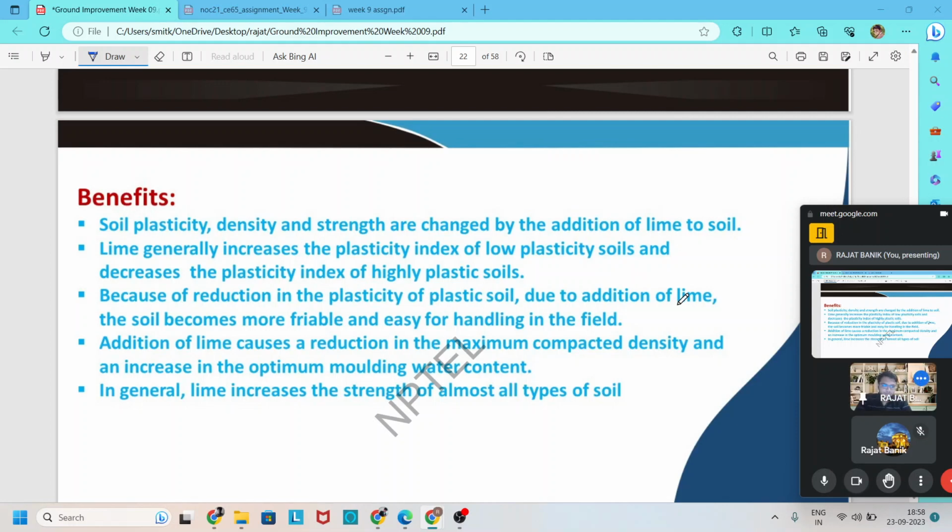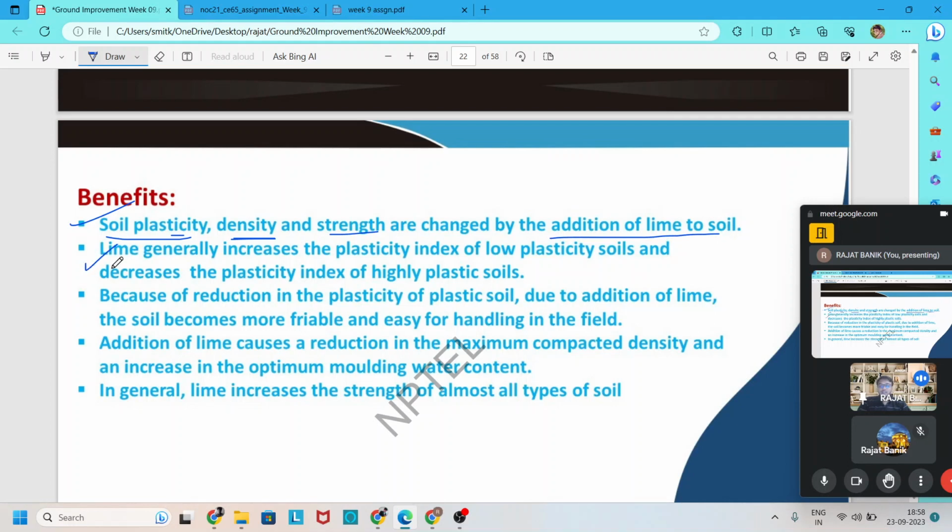Welcome back. Now we discuss further points about lime stabilization. Here we discuss the benefits of lime stabilization. The first point is that it is used to modify the soil plasticity, density, and strength by addition of lime to the soil.